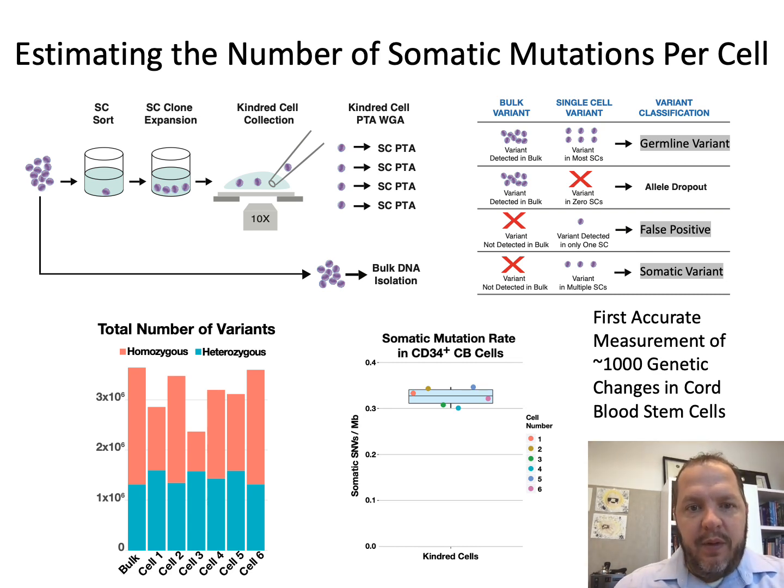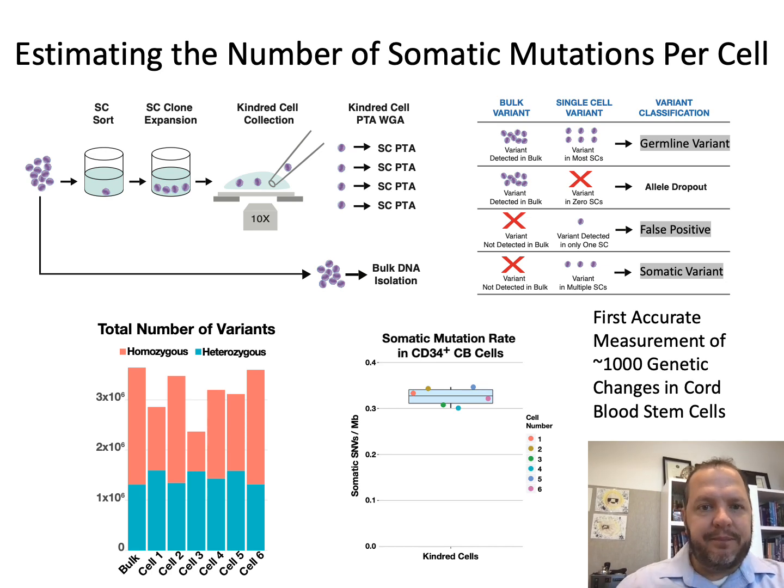And then when we find variants that are seen in multiple cells but not seen in the bulk, we know that they were acquired somatically. Whereas if it's only in one cell, we know it's likely a false positive. With these 6 kindred cells, you can see we get a consistent estimate of about 0.33 somatic SNVs per megabase, which translates to about 1,000 SNVs in these blood stem cells from the time of fertilization to when they become cord blood cells when the babies are born.